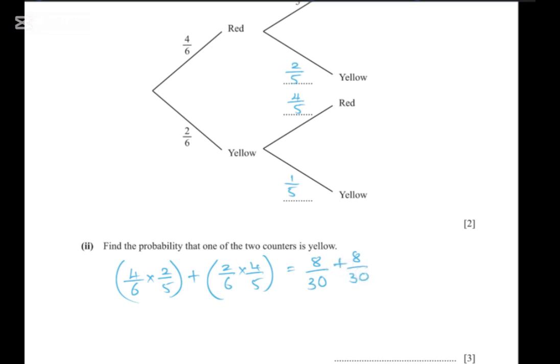They are already like fractions. The numerators can be added, 16 by 30. So the answer is 16 by 30. If you want, you can make it simplest form also, you can write it as 2 times 8 over 2 times 15. You can write this as 8 by 15. Question number 17 is done.